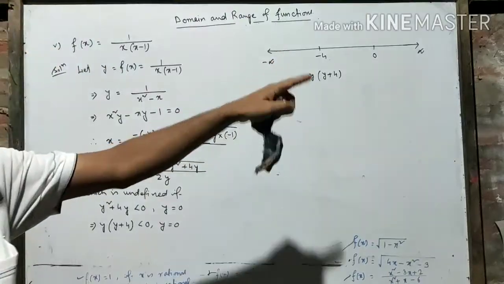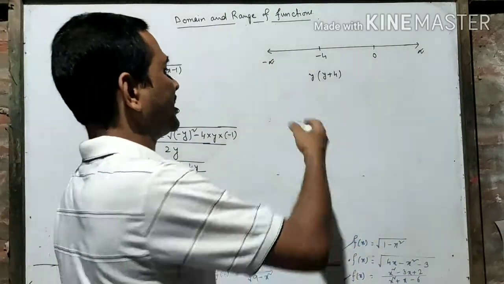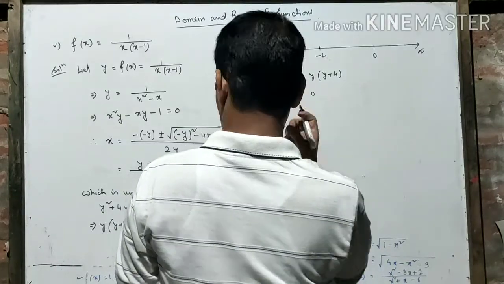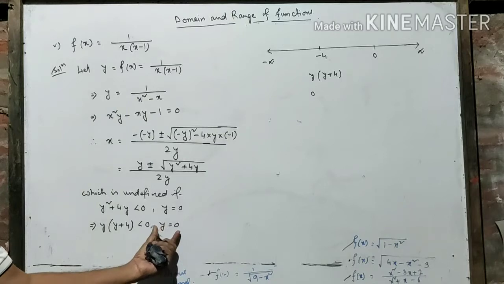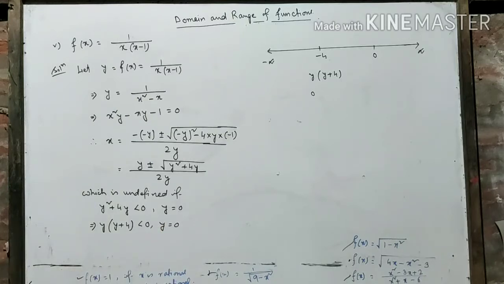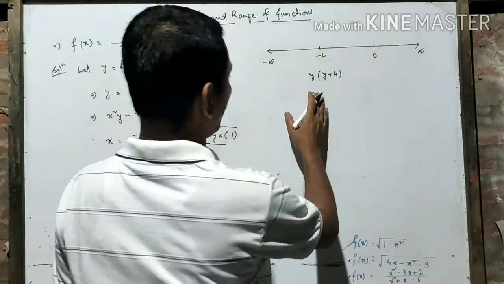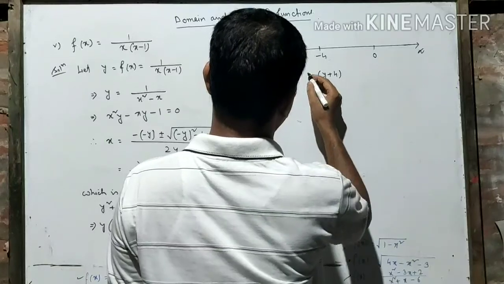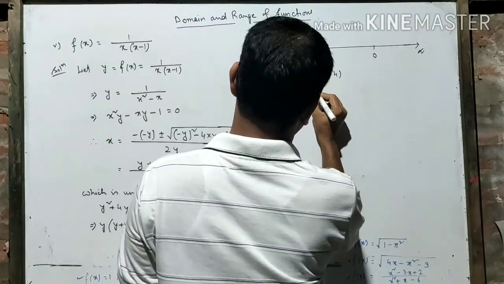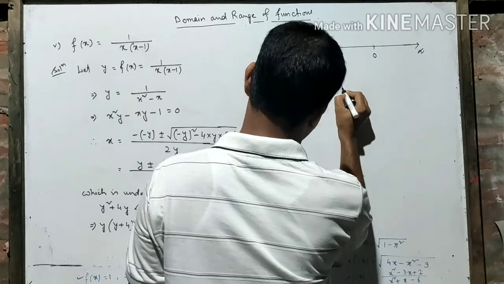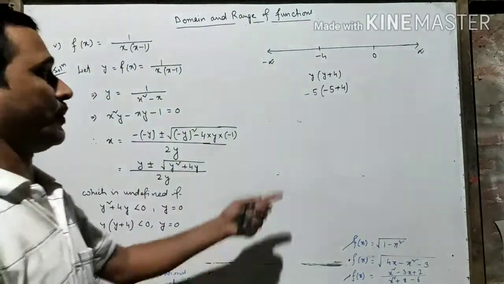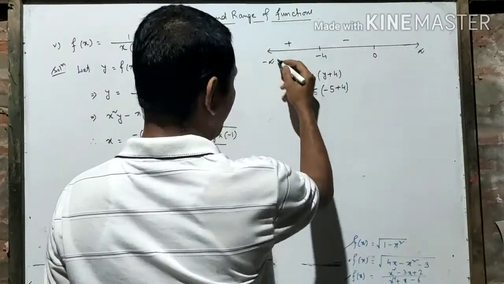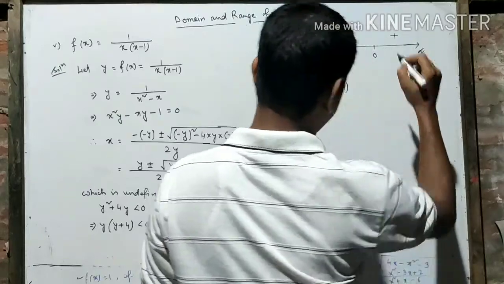So in this part, minus infinity to -4, you take any value in the interval. Say 0 lies here, so you take 0. 0 will not do. On putting 0, it becomes 0, you are not getting any sign. So you put say -5. So -5 into -5 plus 4, that is -5 into -1, is positive. So the expression is positive in this interval, then negative in this interval, and again positive in this interval.